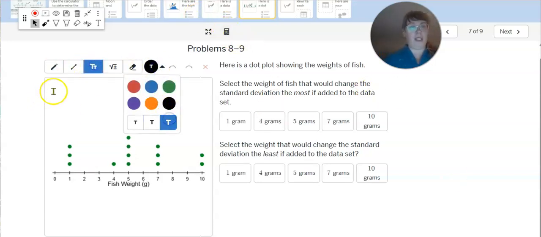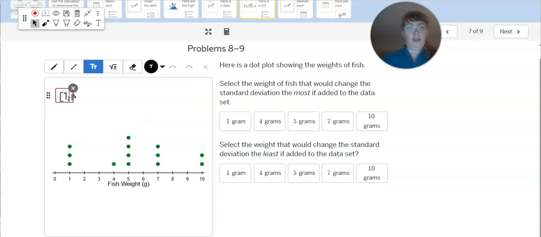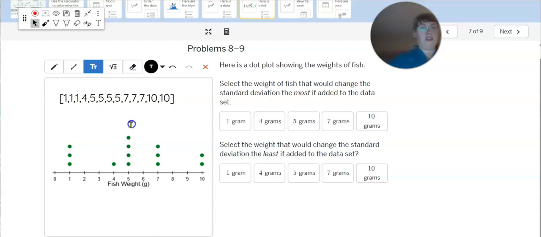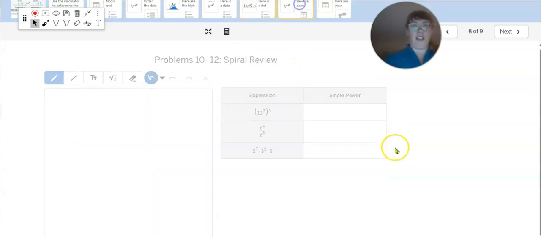We have all the points here with 3 1s, a 4, 4 5s, 2 7s, 3 7s, and 2 10s. That's our data set right here. So you can find the standard deviation and then see how it shifts with the fish if you want to use the calculator, or you can use your thinking to see what would shift it the most and the least. And then push ahead to the next slide.